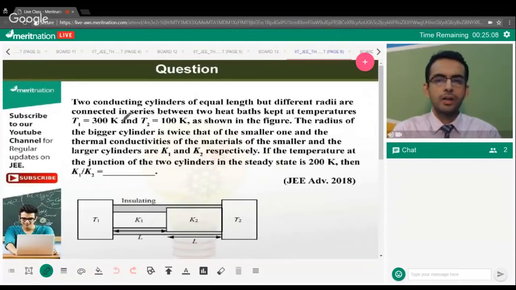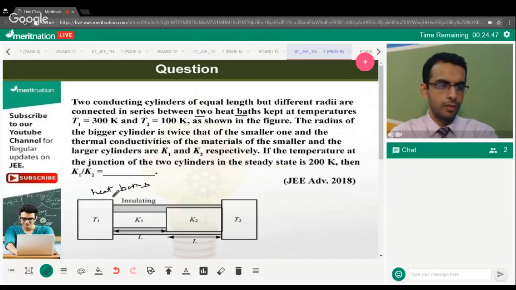On the other question, it's given that two conducting cylinders of equal length but different radii are connected in series between two heat baths. So these are the heat baths. Okay, these are heat baths. This one and this one.